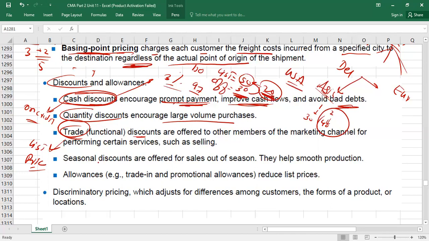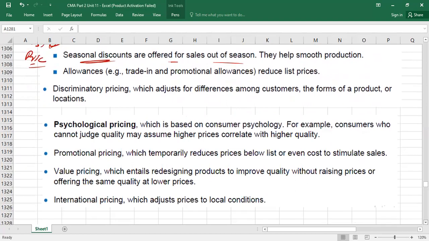Then we have sometimes a seasonal discount. Seasonal discounts are offered for sale out of season. For example, if the winter season is going to end, maybe you may have a sale on winter season's garments, right? So these are the simple things. You just have to go through them, please.